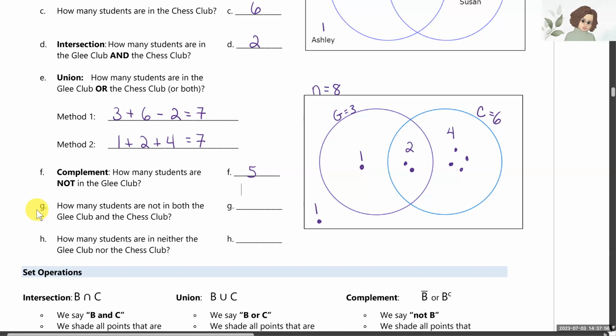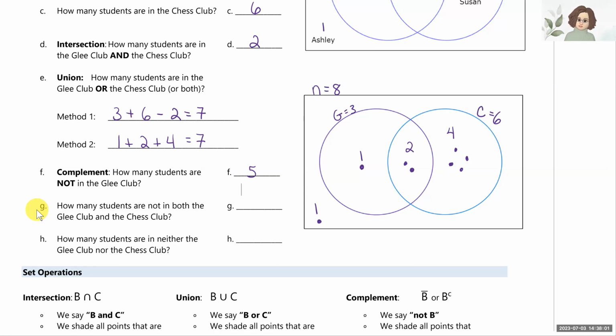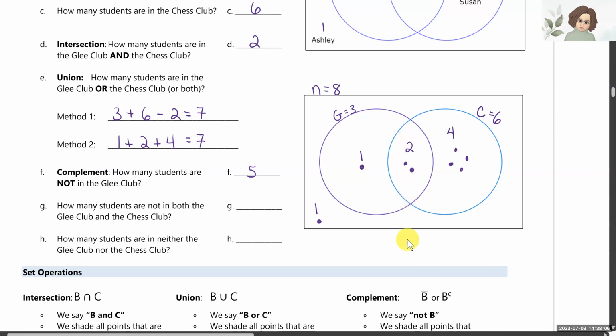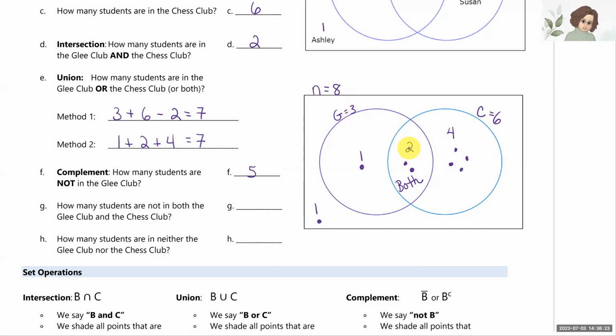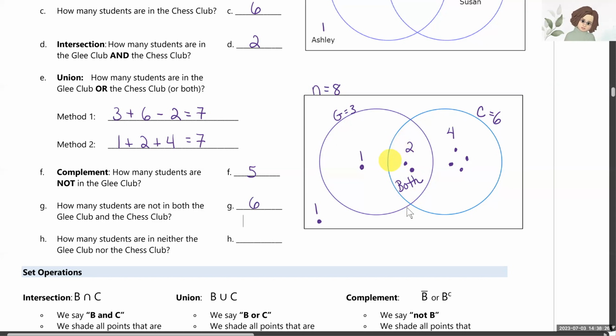All right, and then G, how many students are not in both the Glee Club and the chess club? So the 2 students here are in both clubs. I'll just write the word both. These guys, I think it was Michael and Eric. Michael and Eric there, these 2 are in both clubs. So how many are not in both? It would be everybody except these 2 students. So 8 students minus those 2 would be 6. Or you can also just add up everybody not in the intersection, 4, 5, 6.